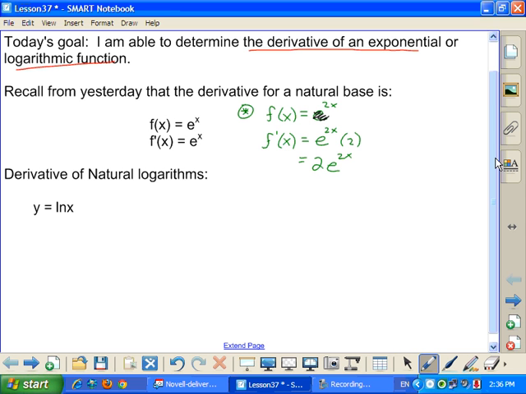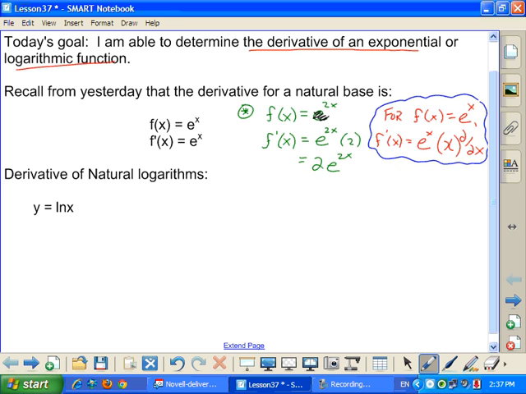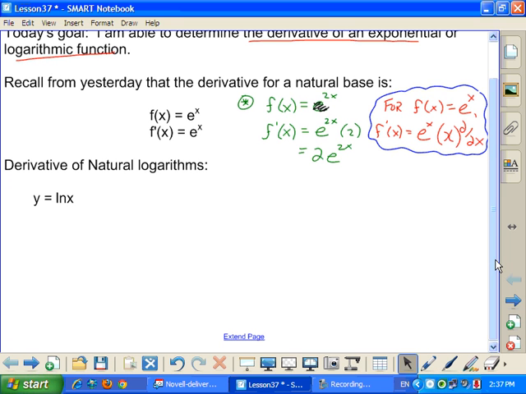So often the notation here, for f of x equal to e to the x, the derivative f prime of x is equal to e to the x, and then bracket x d by dx. What that indicates is you should take the derivative of the exponent, that d by dx notation. So there we go, that clarifies yesterday.